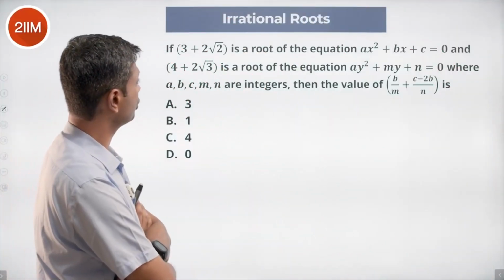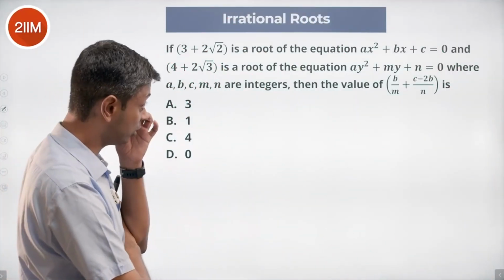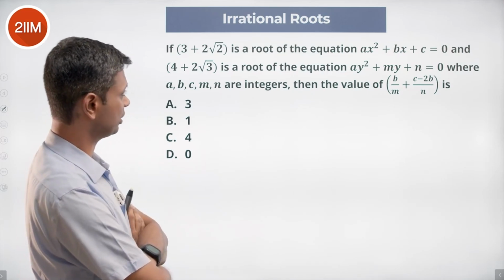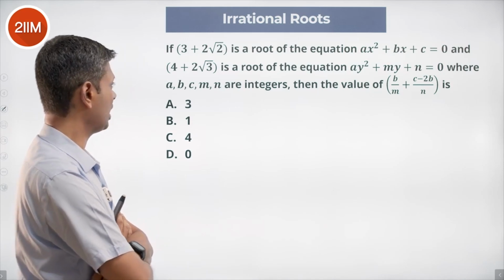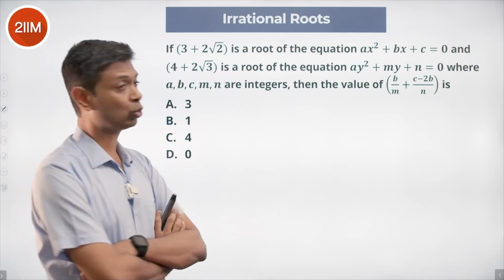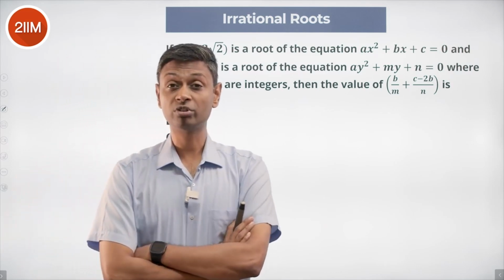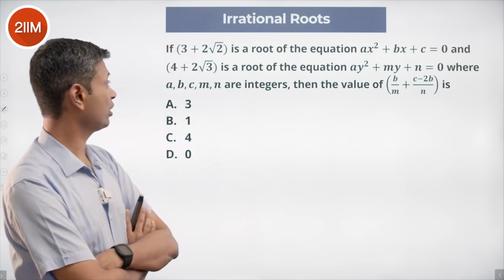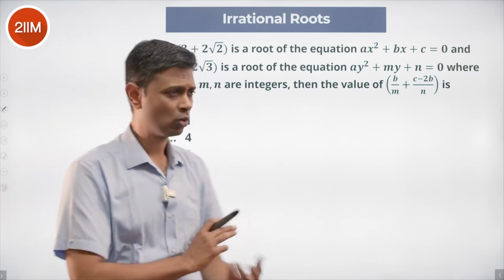If 3 plus 2 root 2 is a root of the equation ax² + bx + c = 0, and 4 plus 2 root 3 is a root of the equation ay² + my + n = 0, where a, b, c, m, n are integers, then what is the value of this? Fine, very simple. If 3 plus 2 root 2 is a root, then the other root is 3 minus 2 root 2, the conjugate pair. If 4 plus 2 root 3 is a root, 4 minus 2 root 3 is a root. What is the sum of the roots?